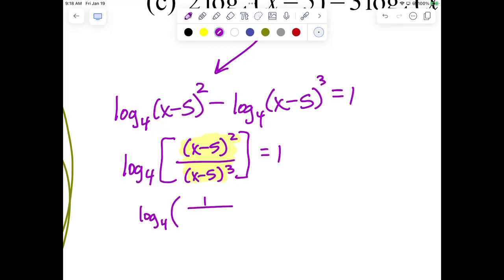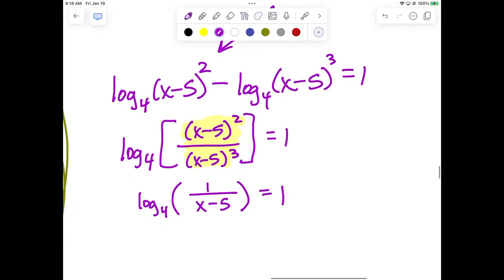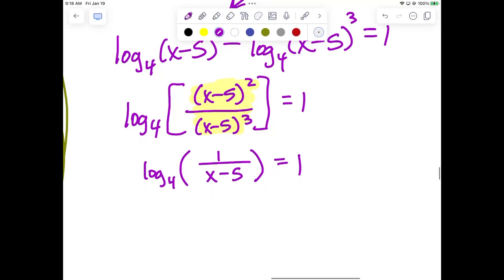To 1 over x minus 5, doesn't it? There's 3 factors in the bottom, there's 2 factors in the top. So 2 of the factors will simplify. Okay? Now I've isolated the log and I've simplified the argument even better. Now I can convert it to exponential. So you either do the around the world or you exponentiate both sides base 4, which is what I'll do. So we end up with 1 over x minus 5 equals 4 to the first, which is 4.